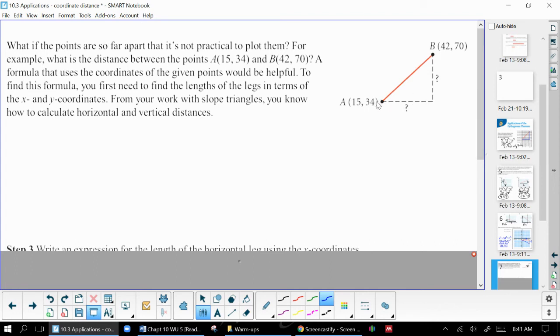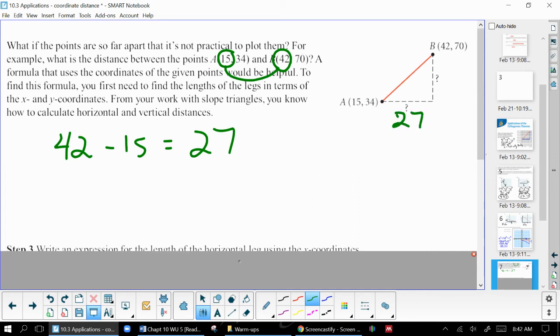To find out how far it is from 34 to 70, all you have to do is subtract. And so if I have these 2 points, one thing I might do is say, okay, from 15 to 42, how far is that? Well, that's 42 minus 15, and my calculator says that's 27. That was a whole lot easier than graphing and counting, right? So that's my x distance, my horizontal distance, my run, whatever you want to call it.